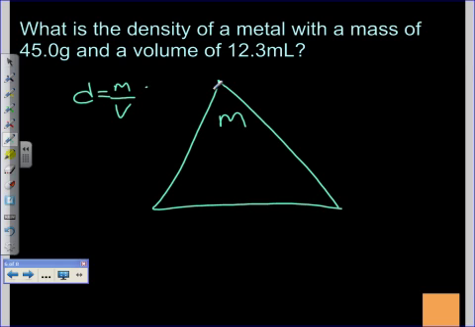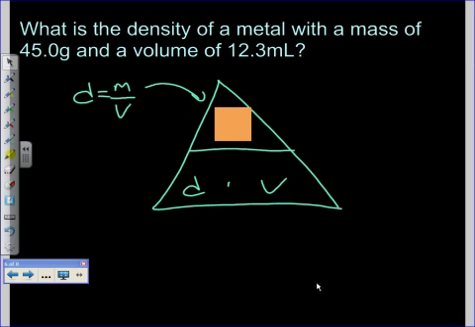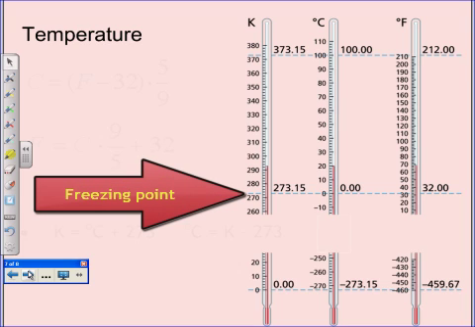This is called the triangle method. So the mass goes at the top of the triangle, okay, because it's on top in the equation. Density and volume are going to go on the bottom. Okay, we're going to use this little square to cover up what we're looking for. If I'm looking for density, I cover up the D. If I'm looking for mass, I cover up the M. If I'm looking for V, I cover up the V. And what's left tells me what to do. So if I'm looking for V, I divide mass by density. Okay, mass divided by density. Pretty simple. We can go over that a little bit more in class if we need to as well.